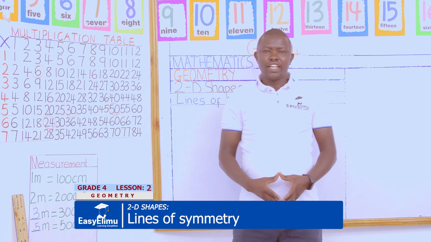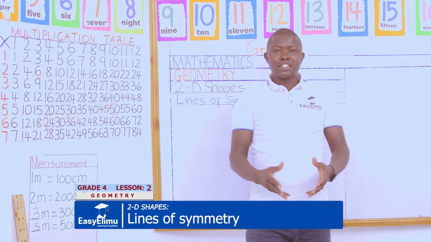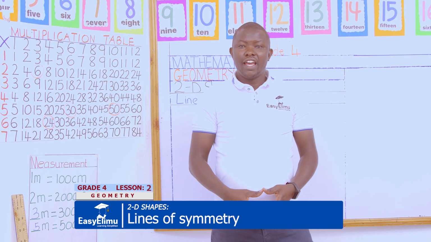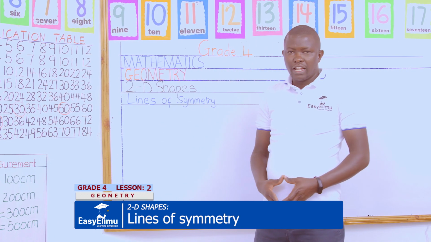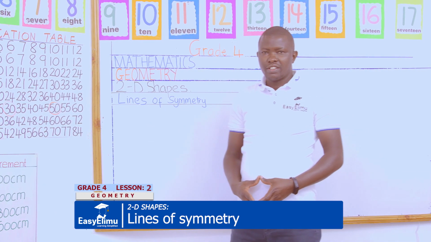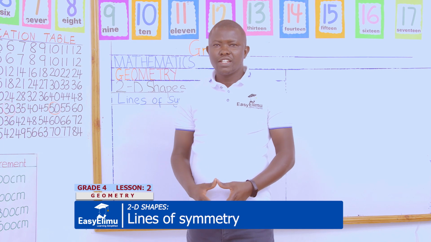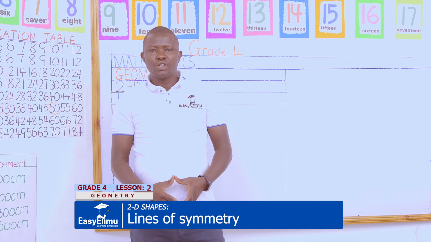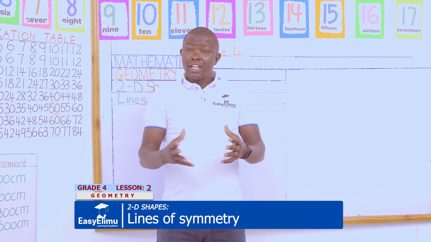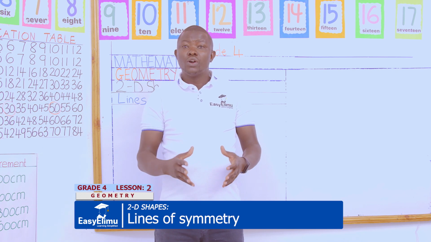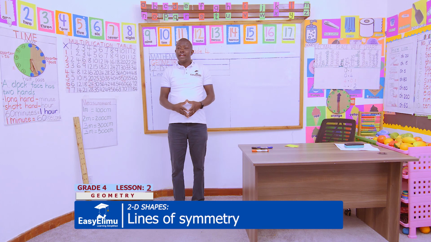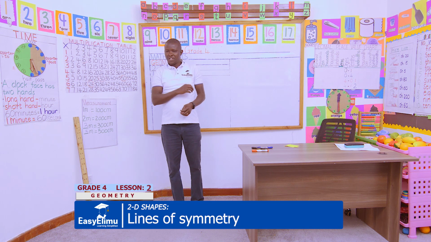In our lesson for today, grade 4 mathematics, we are still working with 2D shapes and today we'll be identifying the lines of symmetry. And in the lines of symmetry, I would like first to have this question: how can you identify 2D shapes?